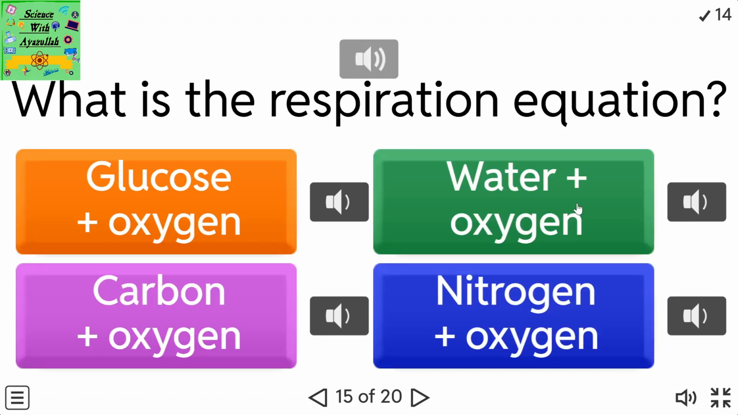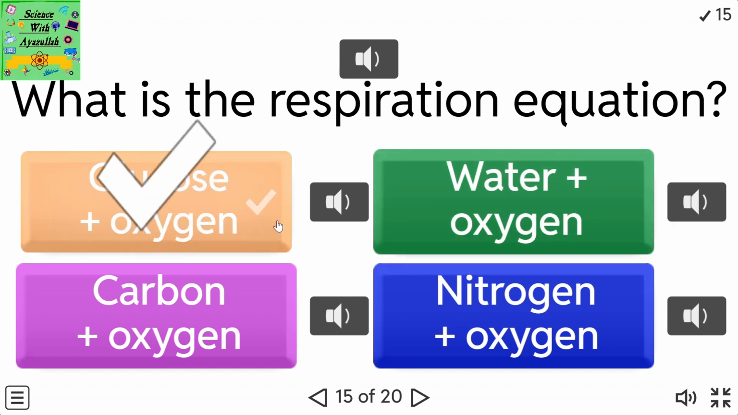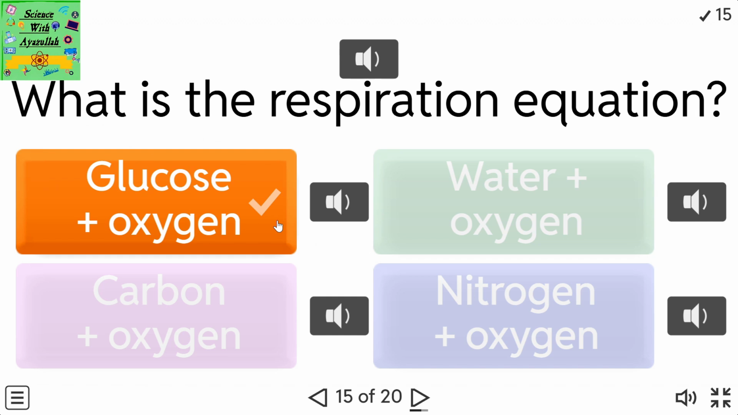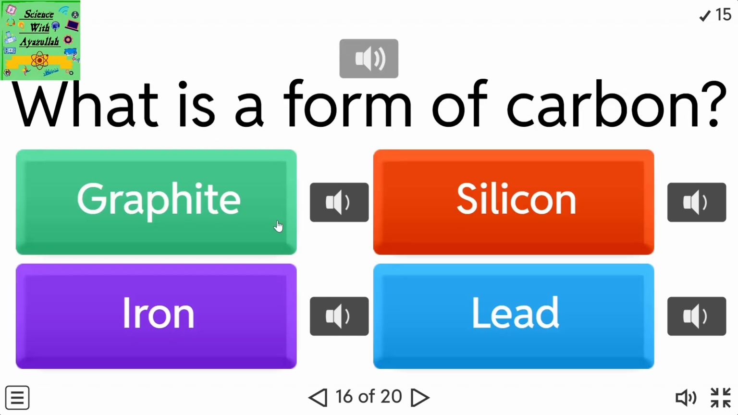What is the respiration equation? Glucose plus oxygen, carbon plus oxygen, nitrogen plus oxygen, water plus oxygen. What is a form of carbon? Graphite, iron, lead, silicon.